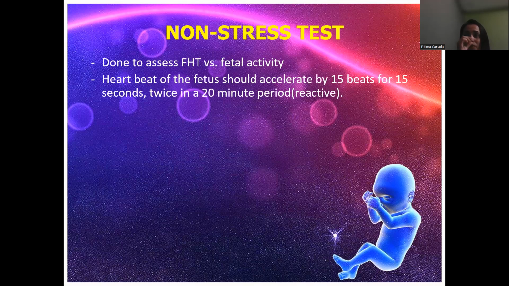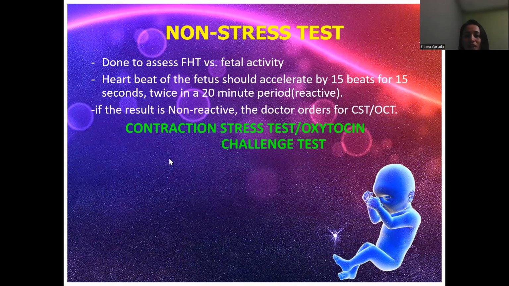The result of the test will be valid for just 3 days. After 3 days, you have to repeat the test to note if the result is really reactive or non-reactive. So how would you know a non-reactive non-stress test? If the baby moves, there is no increase in the heartbeat of the baby. That is a non-reactive result, and that could be the reason for the doctor to order a contraction stress test and oxytocin challenge test.